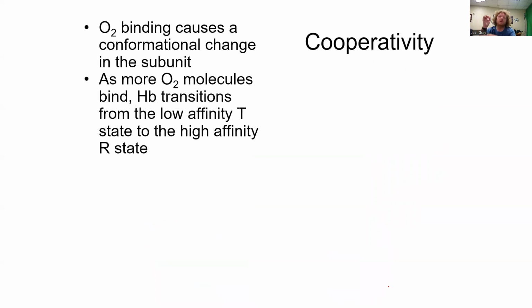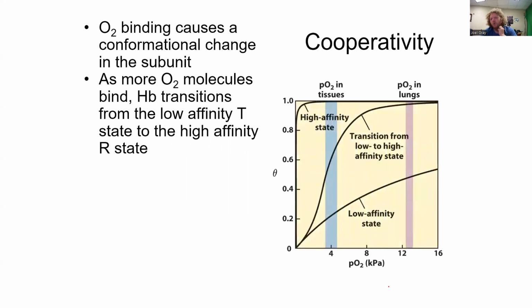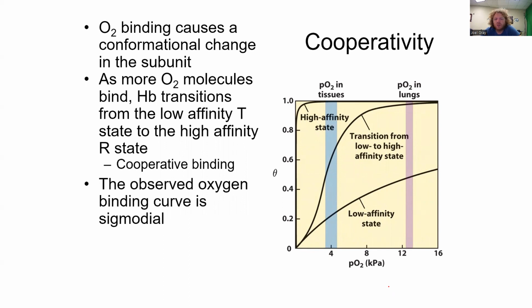Now, O2 binding causes a conformational change in the subunit. These minor things, O2 binding causes the structure of the protein to change ever so slightly, which as more O2 molecules bind, hemoglobin transitions from that low affinity T or deoxy state to that high affinity R or fully oxygenated state. So what we're seeing is what's known as cooperative binding. The observed oxygen binding has a sigmoidal curve.